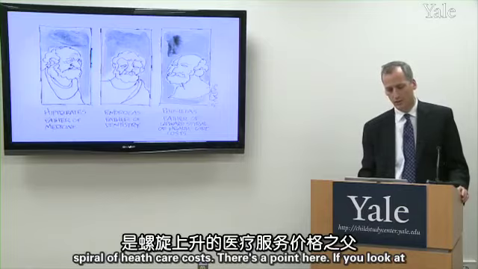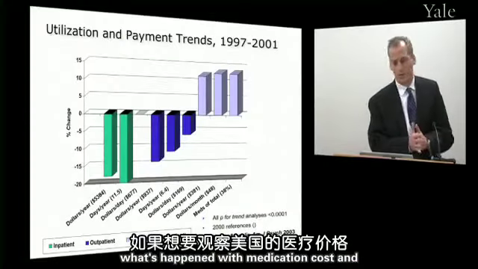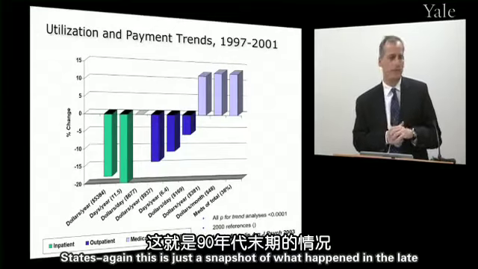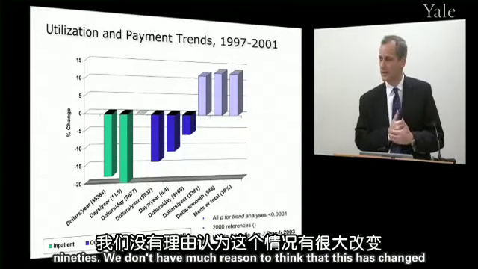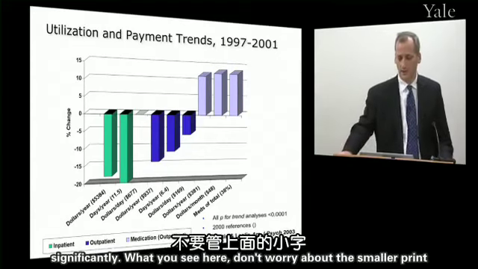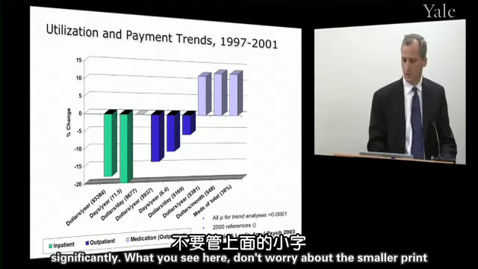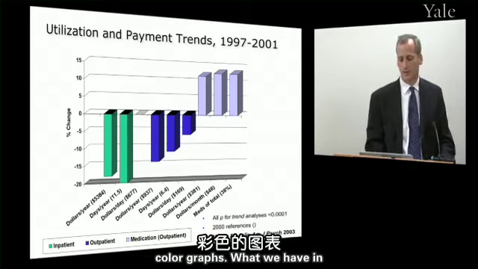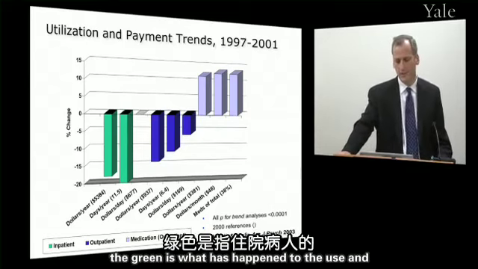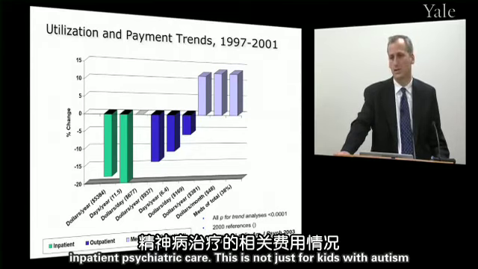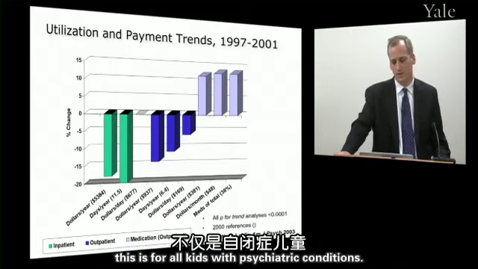There's a point here. If you look at what has happened with medication costs and with psychiatric costs in the United States, again, this is just a snapshot of what happened in the late 90s. We don't have much reason to suspect that this has changed significantly. Don't worry about the smaller print here. The larger story is in these three color graphs. What we have in the green is what has happened to the use and the cost associated with inpatient psychiatric care. This is not just for kids with autism. This is for all kids with psychiatric conditions.